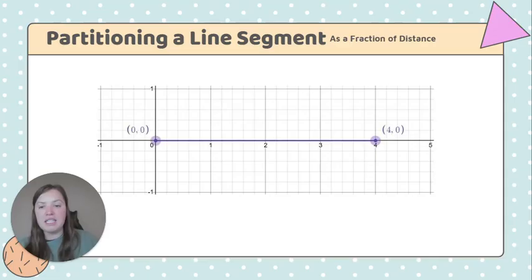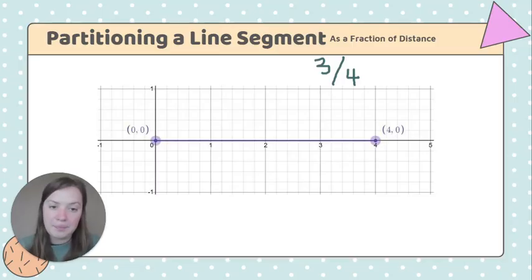Now, we have this line segment here. It's starting at the point (0, 0), and it's ending at the point (4, 0). Let's say that we are asked to partition this so that we have a point 3/4 of the way down our line. Okay, 3/4 of the way down our line.